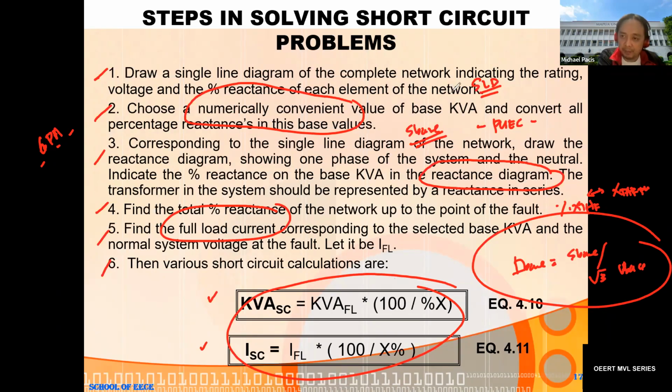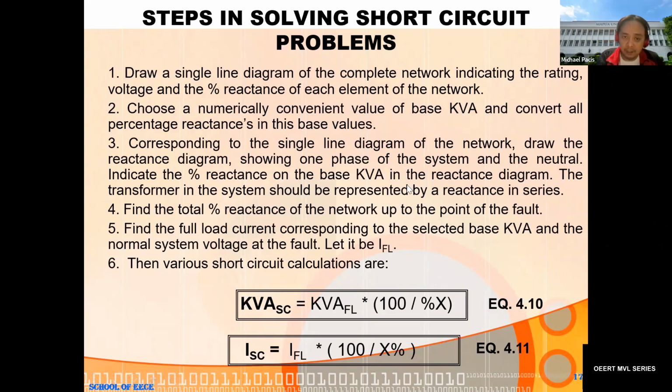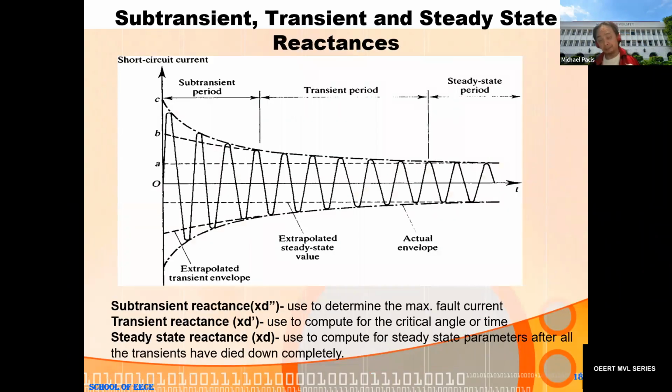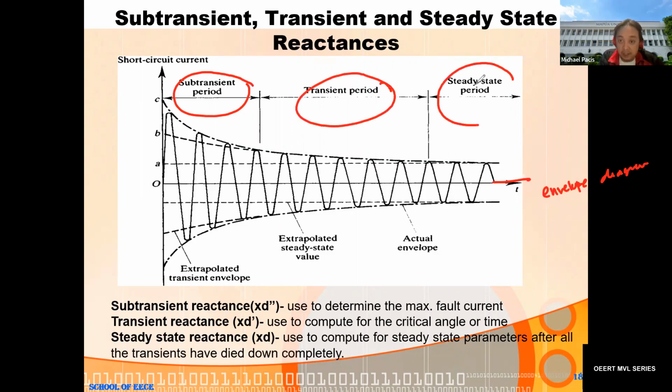Now, before we go to some examples, let us have this envelope diagram. This is an envelope diagram of the fault. Envelope diagram ang tawag dyan. And again, ganito yung characteristic of the fault. At first, mataas siya. And then all of a sudden, it will decrease until it reaches steady state. Kaya nga may tatlong state ka rito. May tinatawag ka na sub-transient, transient state, at steady state.